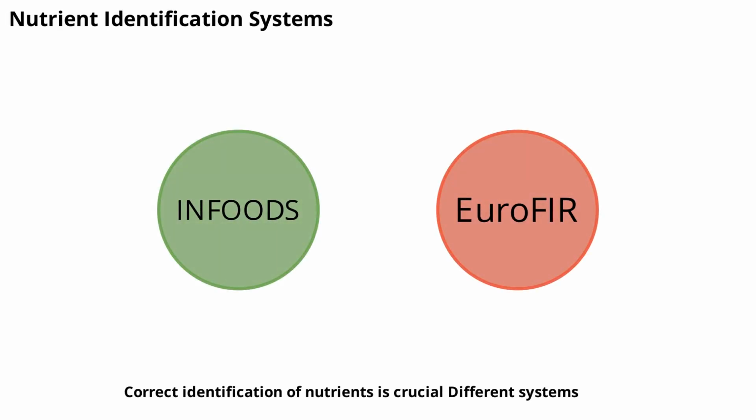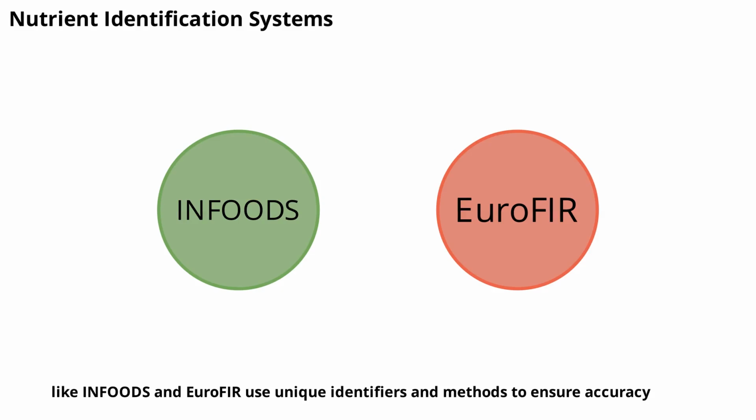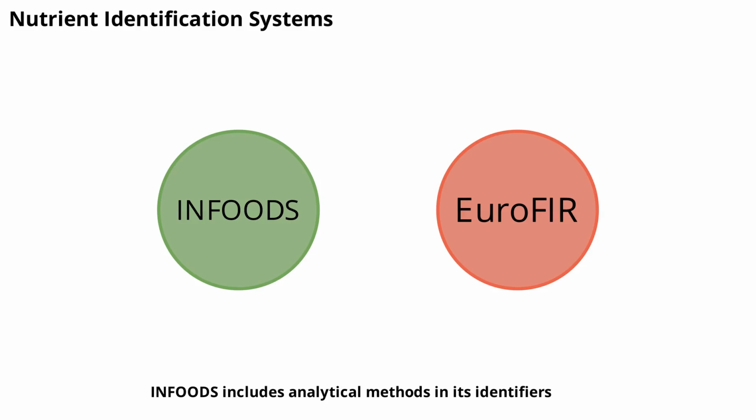Correct identification of nutrients is crucial. Different systems, like INFOODS and EuroFIR, use unique identifiers and methods to ensure accuracy. INFOODS includes analytical methods in its identifiers, while EuroFIR separates method information. This helps users understand how data was obtained and ensures that values are comparable across datasets. Some nutrients, like protein and energy, are calculated rather than measured directly, using established conversion factors.